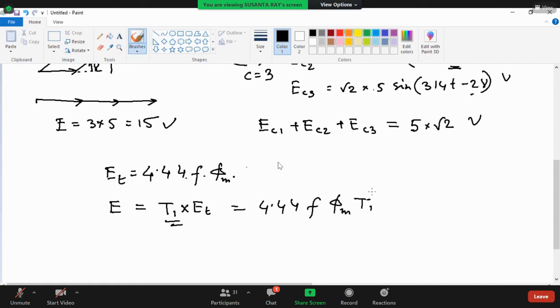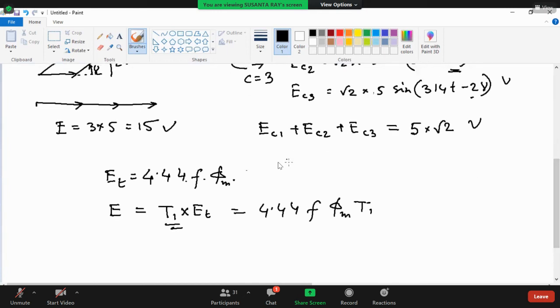Yes, sir. Why is it possible to multiply just by T1, or add the turn voltages algebraically? Why is it possible? The turns are not distributed in different directions. All these turn voltages are in the same phase. So if one ET is like this, the next ET will also be like this, and the next ET will also be like this. In this way, we add T1 number of ETs and we get T1 into ET.